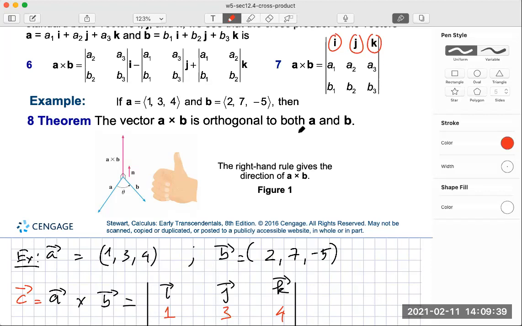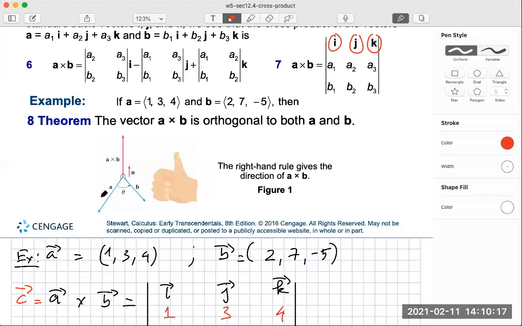Since the cross product is a vector, the direction of that vector is very important. How can we find the direction of that? It also follows the right-hand rule. If vector A is your index finger, right? Vector B is your middle finger. Then the cross product A cross B will be pointing up, following the direction of your thumb.